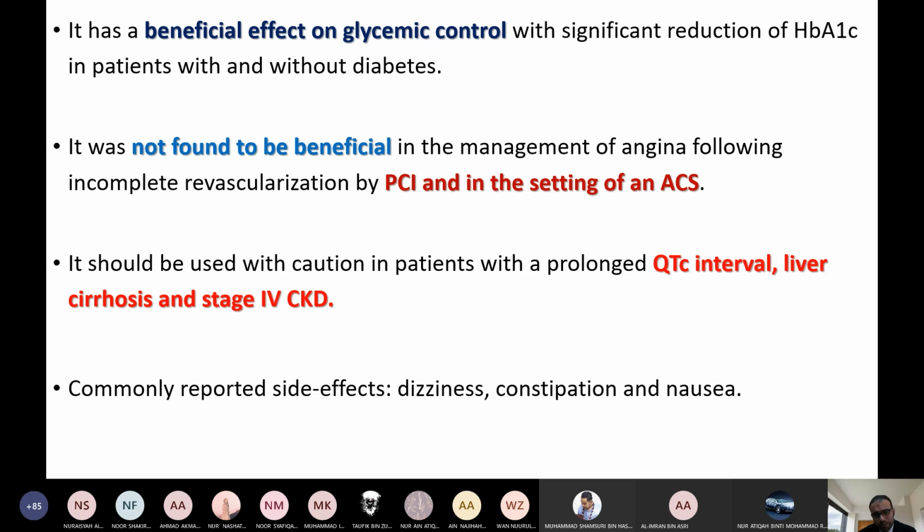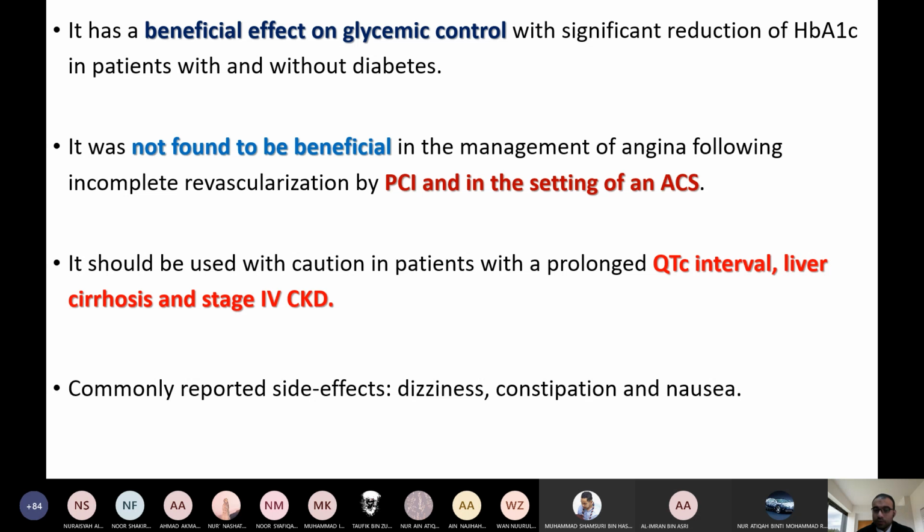One point is that it has a beneficial effect in glycemic control. It has been shown to be associated with a decrease in hemoglobin A1C in patients with or without diabetes, and this may be of relative advantage in patients with diabetes. If you have many options and the diabetic patient is not well controlled, maybe this is one point you consider. It was not found to be beneficial in patients with incomplete revascularization. In patients undergoing revascularization, they don't get much benefit from this agent.